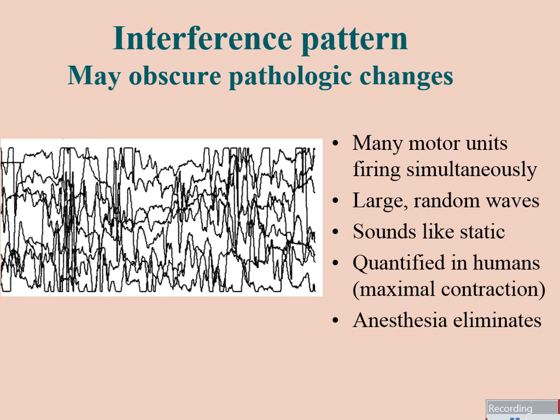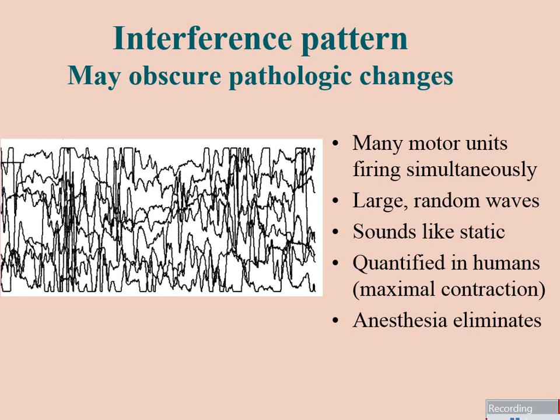Now, in people, they can actually quantify this sort of thing too. They can quantify just how much noise is generated in an interference pattern. But there you have to do a maximal contraction. So they'll say, okay, squeeze my hand as tight as you can, and they'll see just how much noise is generated. Well, we can't do that either because we know he's struggling and so on. So we can't quantify these things very well.